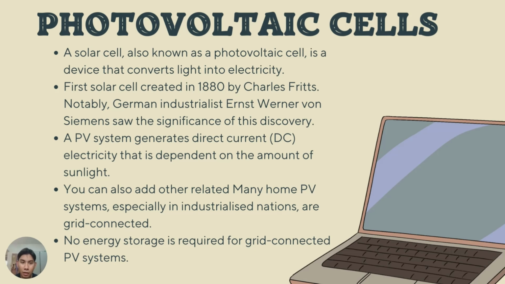A solar cell, also known as a photovoltaic cell, is a device that converts light into electricity. The first solar cell was created in 1880 by Charles Fritts. A PV system generates direct current electricity dependent on the amount of sunlight. Inverters frequently convert voltage or alternating current (AC) for practical use.